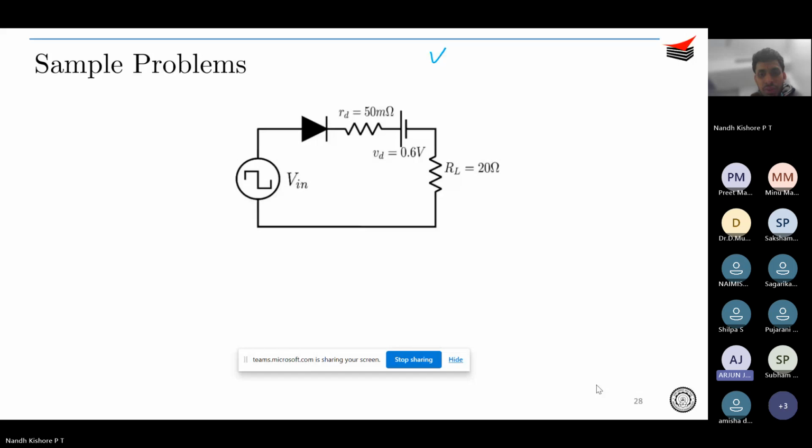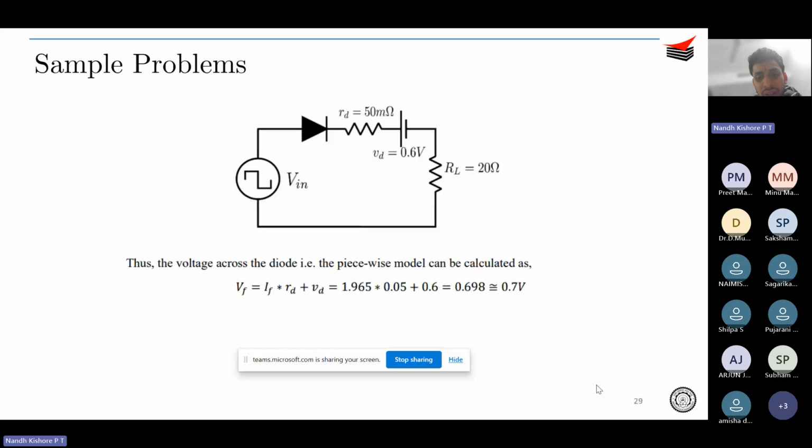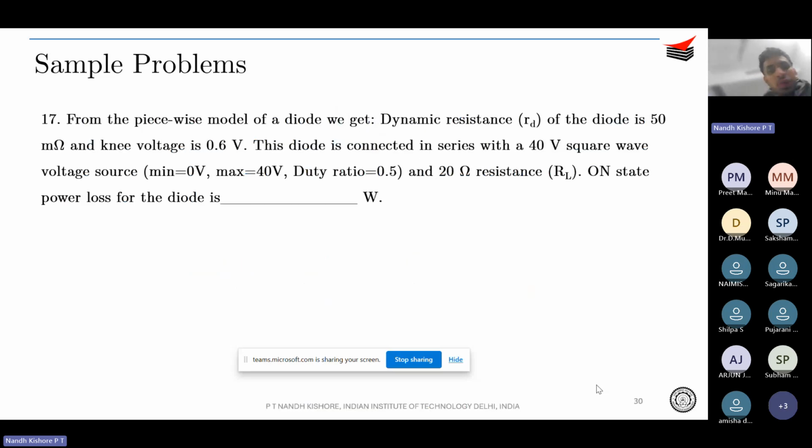Yeah. So again, the same thing is given over here. First, calculate what the current is, and then use it to calculate the voltage. Same thing, but there is a huge difference over here. From the piece-wise model of a diode, we get the dynamic resistance of the diode as 50 milliohms. Same thing, the voltage of 0.6 volts.